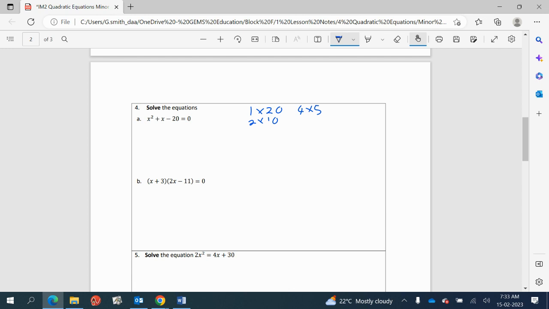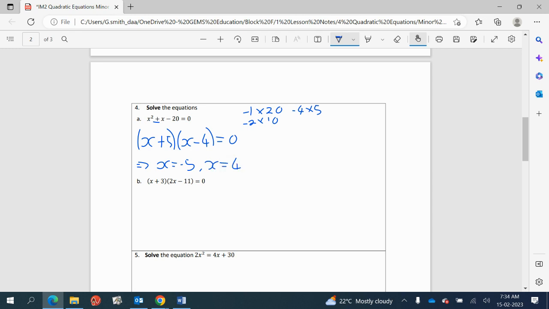Now I see that it's negative 20, which means that one of the signs is positive, one of the signs is negative. I see that this number is plus 1, so the bigger of the two has to be positive. Minus 4 plus 5 is clearly the one that's going to be plus 1. So it's x plus 5, x minus 4 is equal to 0. This implies that x is equal to minus 5 or x is equal to 4.